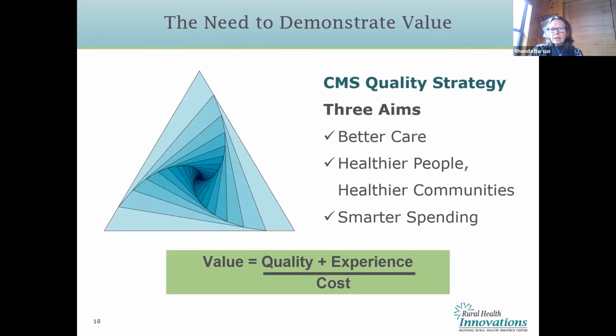This one you may have seen because it's been out there quite a bit, and that is the triple aim of better care, healthier people and communities, smarter spending. This, I think, can resonate with staff because, again, it's straightforward and to the point.